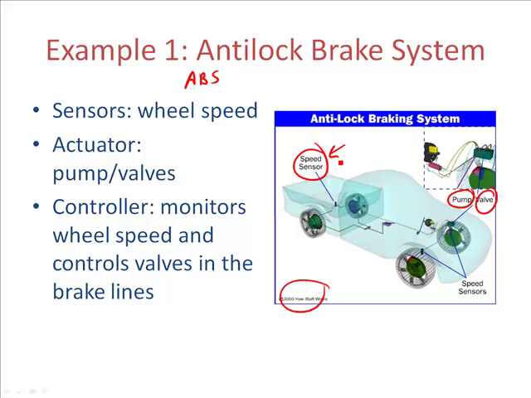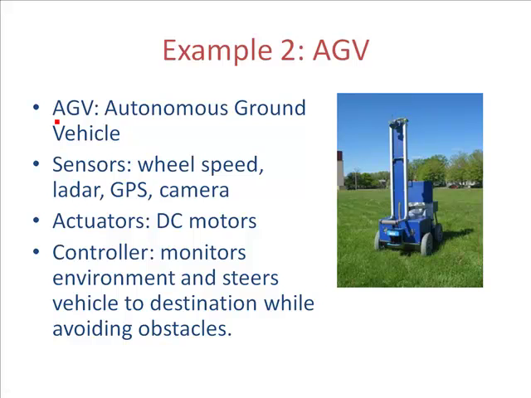If the wheels are not slipping, then a constant pressure is allowed to go through. And if it's on an icy surface, these valves open and close rapidly and bring the vehicle to a safe stop. So this is one example. In this case, the pump and valve combination are the actuators, and the sensors are the wheel speed sensors. And again, the controller controls the valves to bring the vehicle to a safe stop.